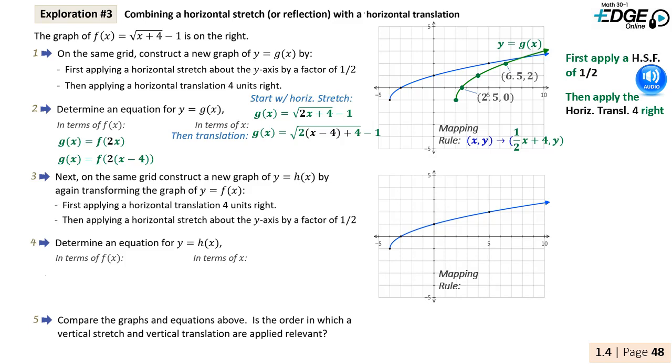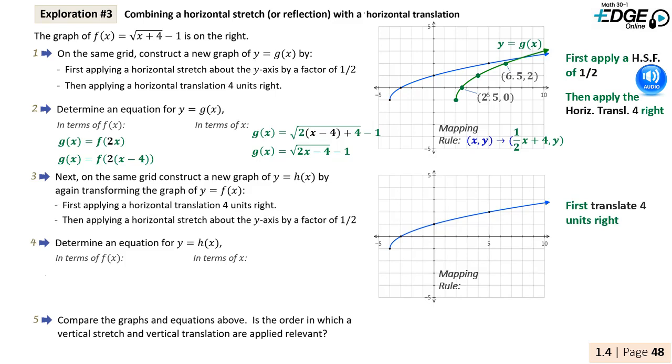In order to determine the equation in terms of x, we begin with our f of x equals square root of x plus 4 minus 1, and as our first replacement, replace x with 2x. Then, in order to apply our translation, we replace the x with x minus 4. We can now simplify this by multiplying the 2 through to the x and the negative 4, giving us 2x minus 8. And since negative 8 plus 4 gives negative 4, our final form is g of x equals square root of 2x minus 4 minus 1.